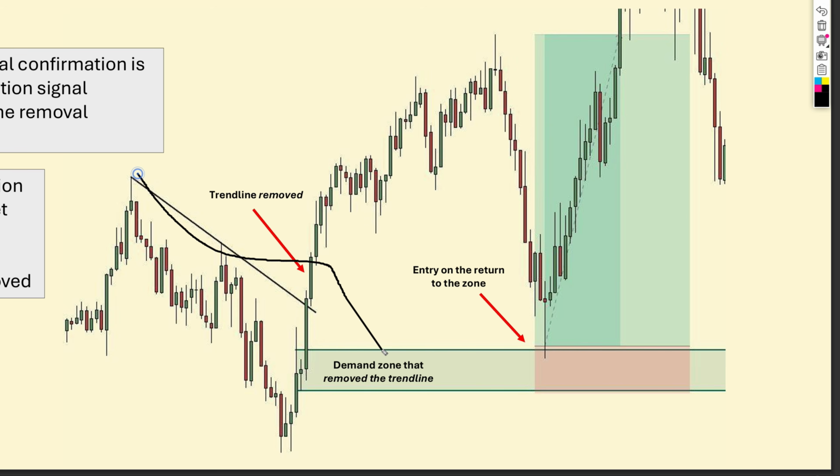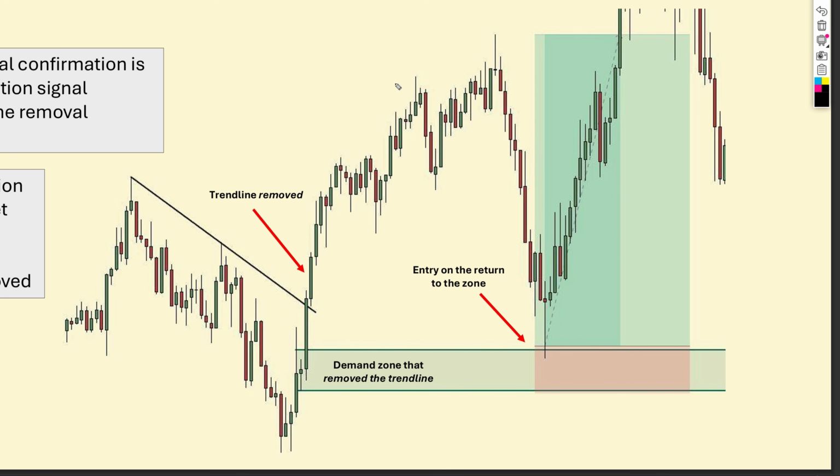And removing a downward trend line, well, obviously that's going to be a decent amount of evidence to suggest a pullback entry could be a good buying opportunity. And the trend line confirmation, it's the strongest confirmation signal that we can get. Again, just based off of the fact that we are removing an entire trend.